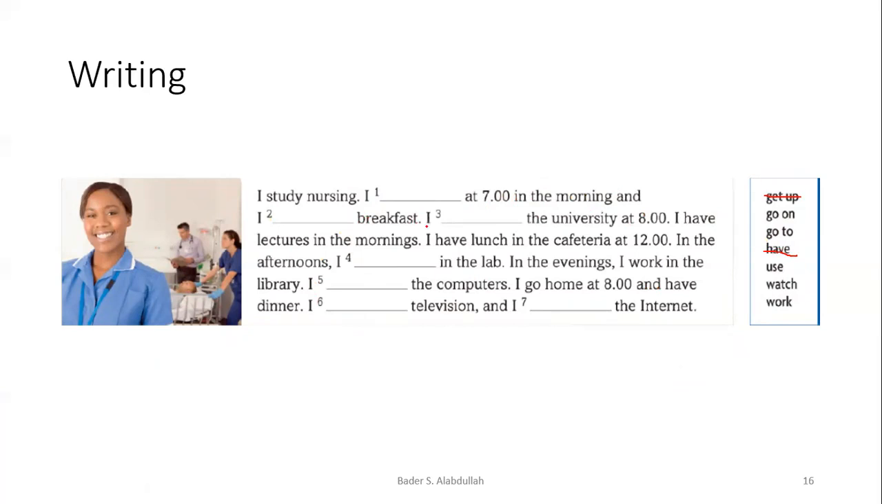These are simple sentences. I blank the university at 8. So I go to the university at 8. I have lectures in the mornings. I have lunch in the cafeteria at 12. Look at the time expression. At 12. In the afternoons, again, in the plus part of the day, in the afternoons.